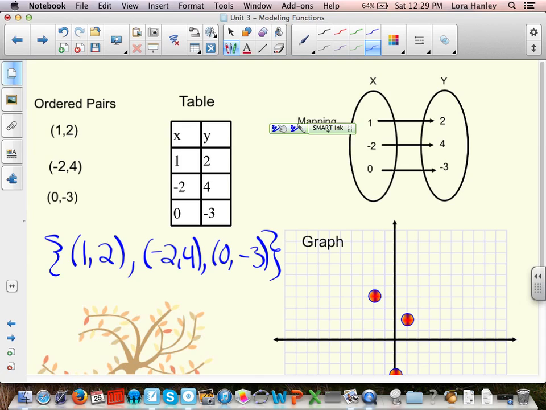This is the point (1, 2). This is the point (-2, 4), and (0, -3). As a mapping, we're showing that each x value goes to a y value. So that would be the point (1, 2), because our x is 1 and it goes with 2 for a y. Your mapping does not have to go least to greatest, although it can.